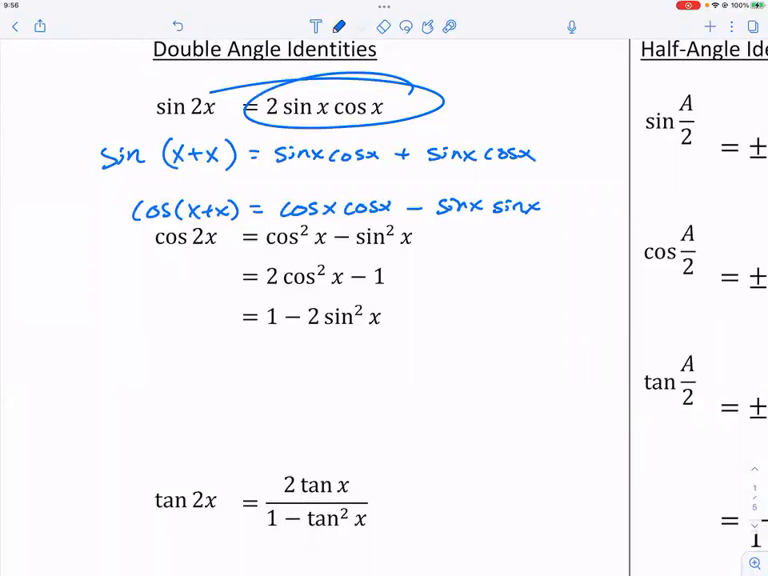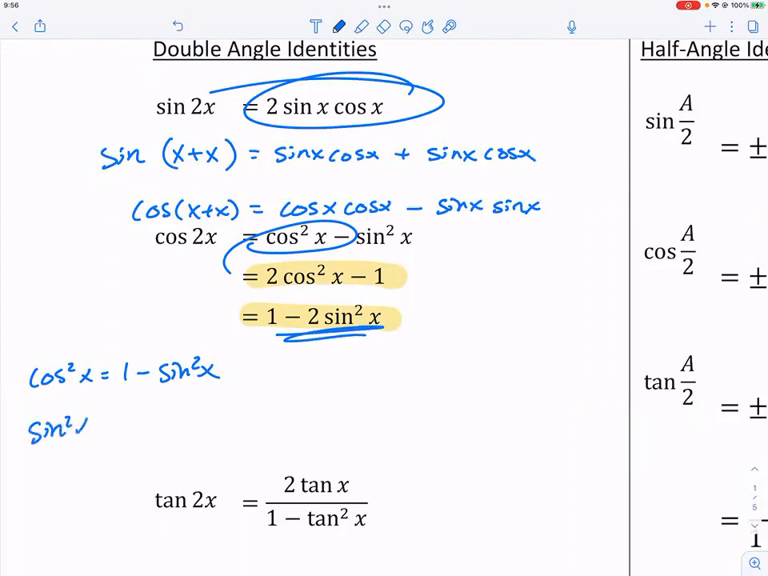And, well, what about these 2 variants? How come we have these 2 things? Well, didn't you learn about the Pythagorean identity, that cosine square x is equal to 1 minus sine square of x? So if you replace this with 1 minus sine square of x, you got this. If you replace sine square of x with 1 minus cosine square of x, then you get this.